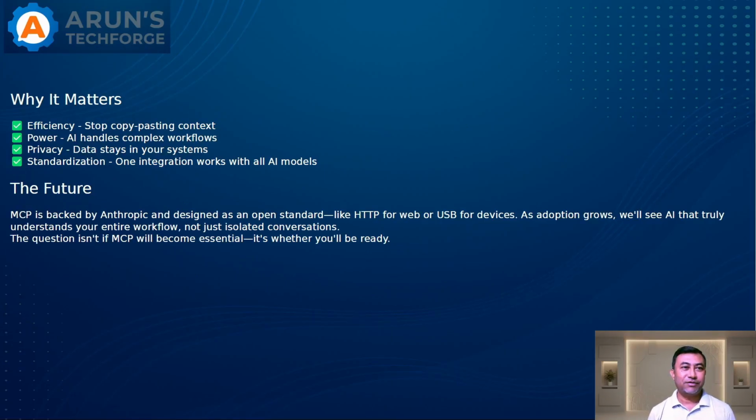Why does it matter? It's because of efficiency, it will increase the efficiency, right? Stop copying and pasting context every now and then. It gives you power. AI handles complex workflows. Privacy: data stays in your system. You can define the privacy layers, guardrails, whatever you need to protect the data inside your MCP. Standardization: one integration works with all AI models.